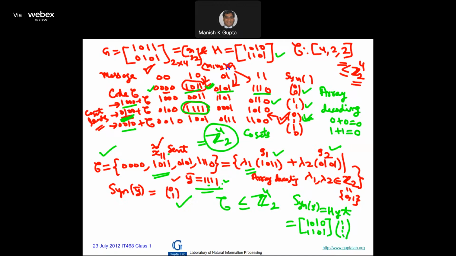0, 0, 0, 0 is the first vector. 1, 0, 1, 1 is the second vector. 0, 1, 0, 1, third vector. 1, 1, 1, 0 is the fourth vector, right? All the 4 vectors. How do we get these 4 vectors? It's very simple, right? Lambda 1 times this G1 plus lambda 2 times G2, where lambda 1 and lambda 2 are in Z2, 0 or 1. So if you just run lambda i's, you get these 4 vectors, correct? It's a 2-dimensional subspace.